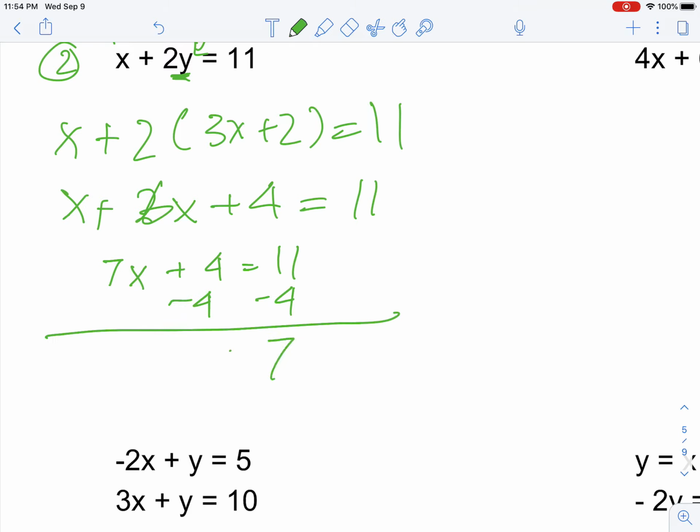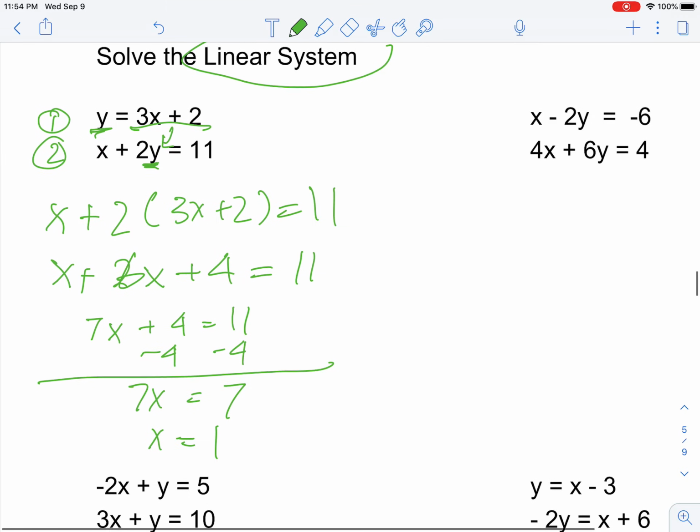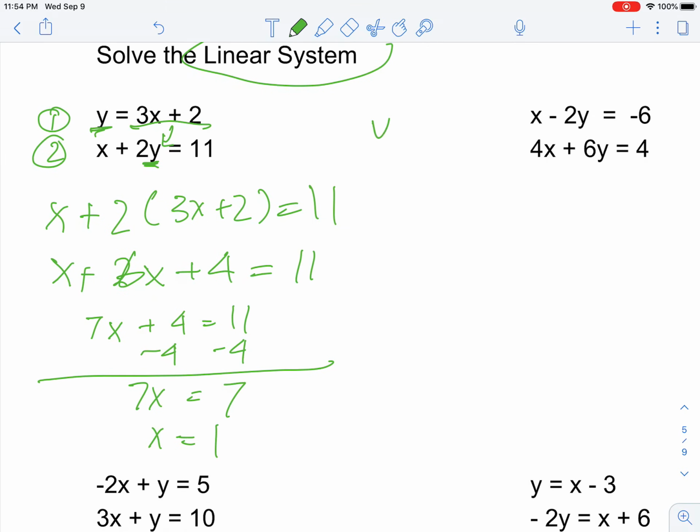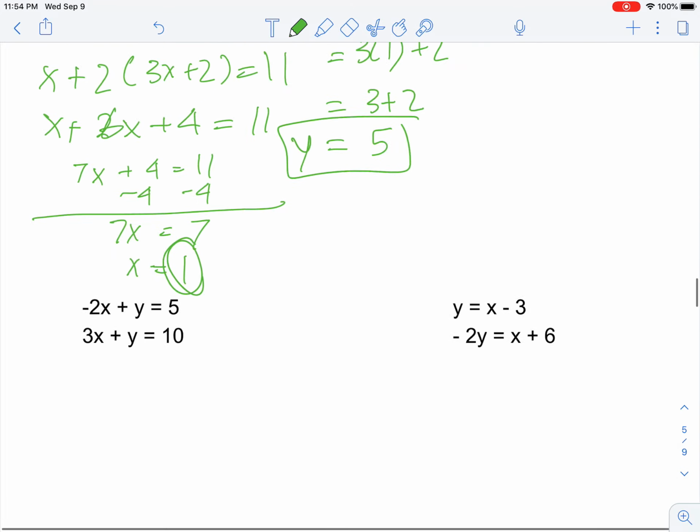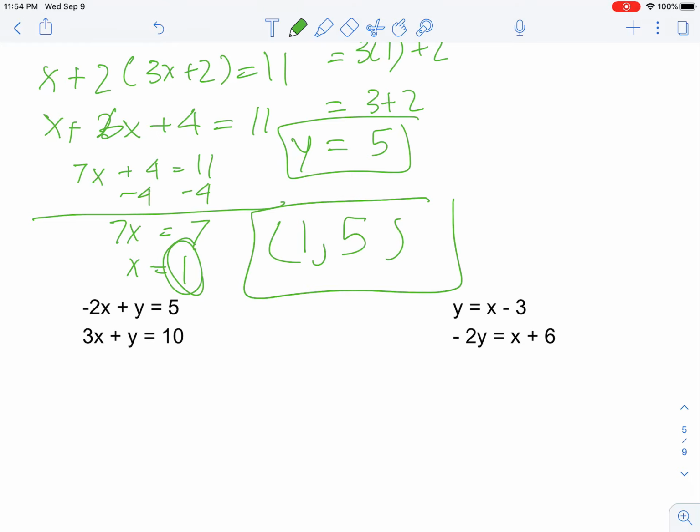So now you know what the value of x is, but you still need to know what the value of y is. So we put it back into the equation, y equals 3x plus 2. y equals 3 times 1, since the x value is equal to 1, plus 2. 3 plus 2, well that is 5. y equals 5. So what's the solution to this linear system? Well, it's (1, 5). Moving on.